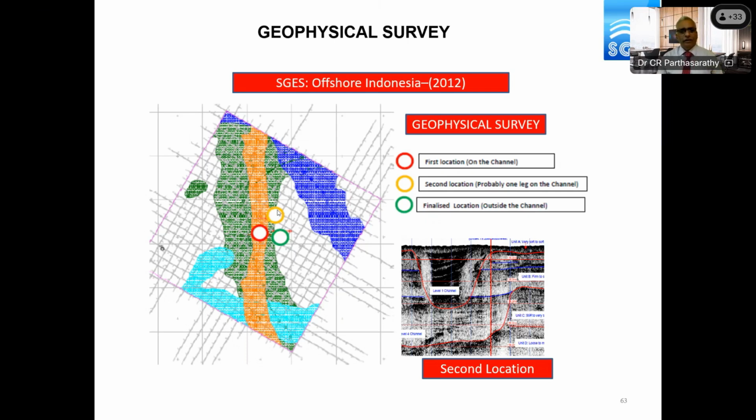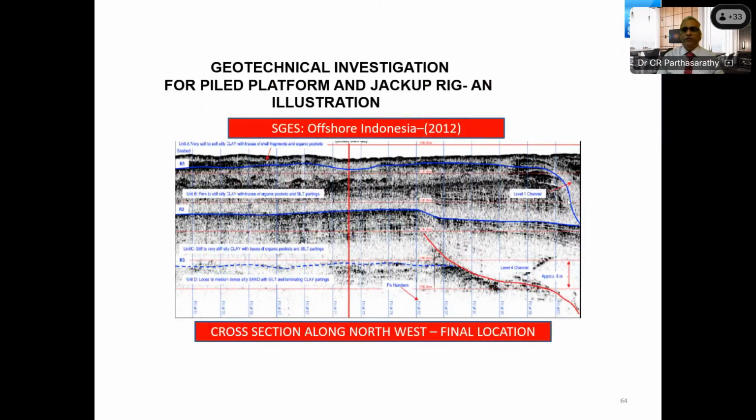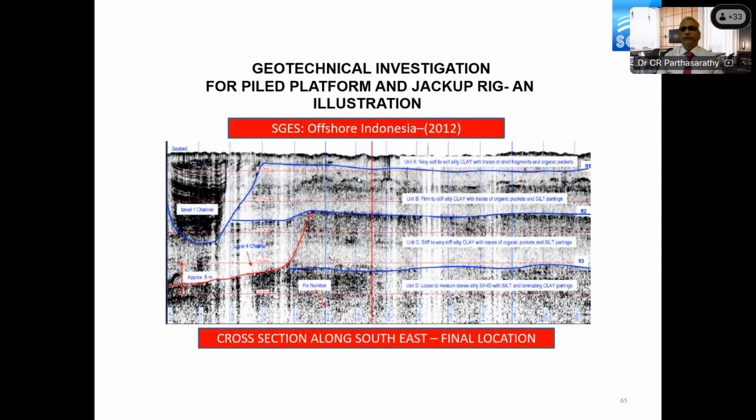Now this borehole was not done. The first borehole was already done. Now when the geophysical data was available, it was deliberated, and they tended to locate it at the green location. At the green location, it is devoid of both the channels in both directions, and they were very confident to go ahead and do the geotechnical borehole again and move the rig to this location. So without geophysical data, you wouldn't be able to make the decision.